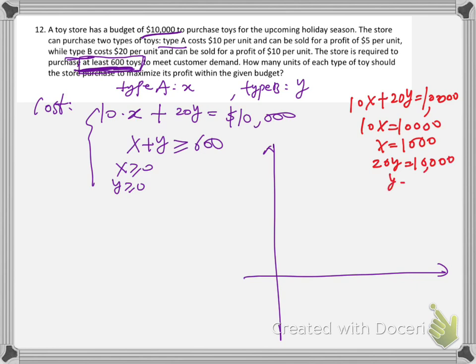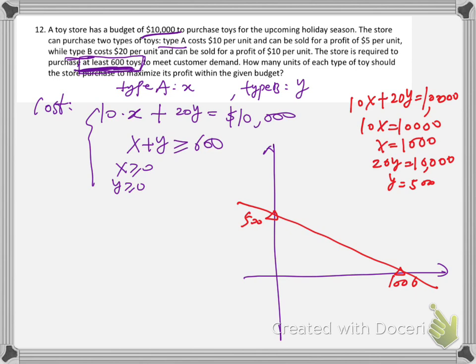And then you got y is 500, right? Y is 500. So this is the first line, 500 and then 10,000. So that's line 1. Now let's change the color.